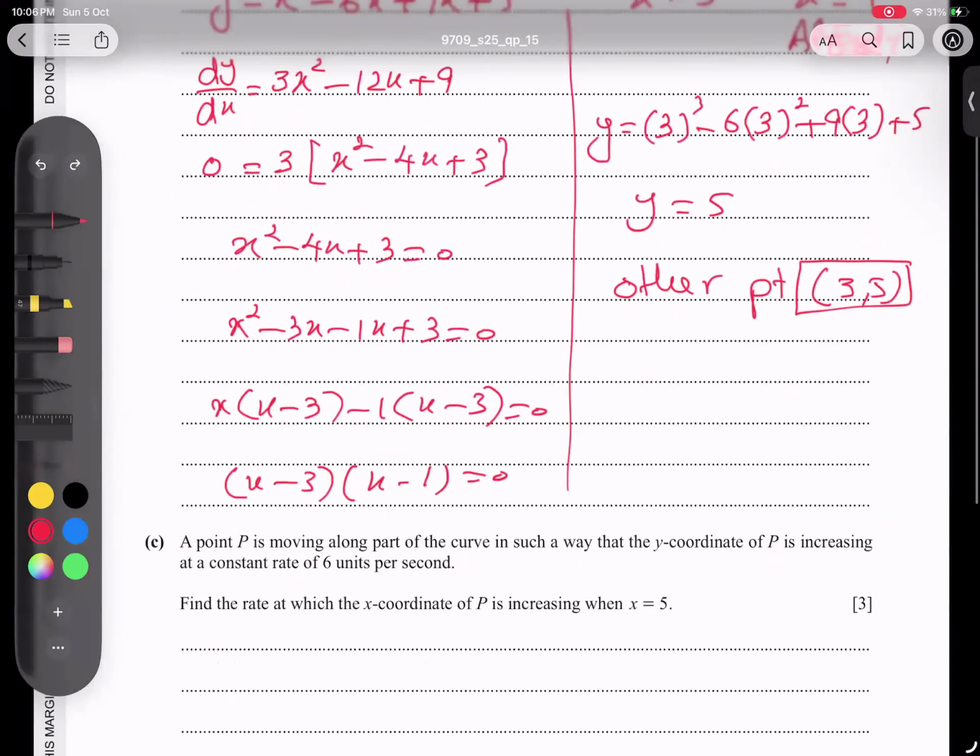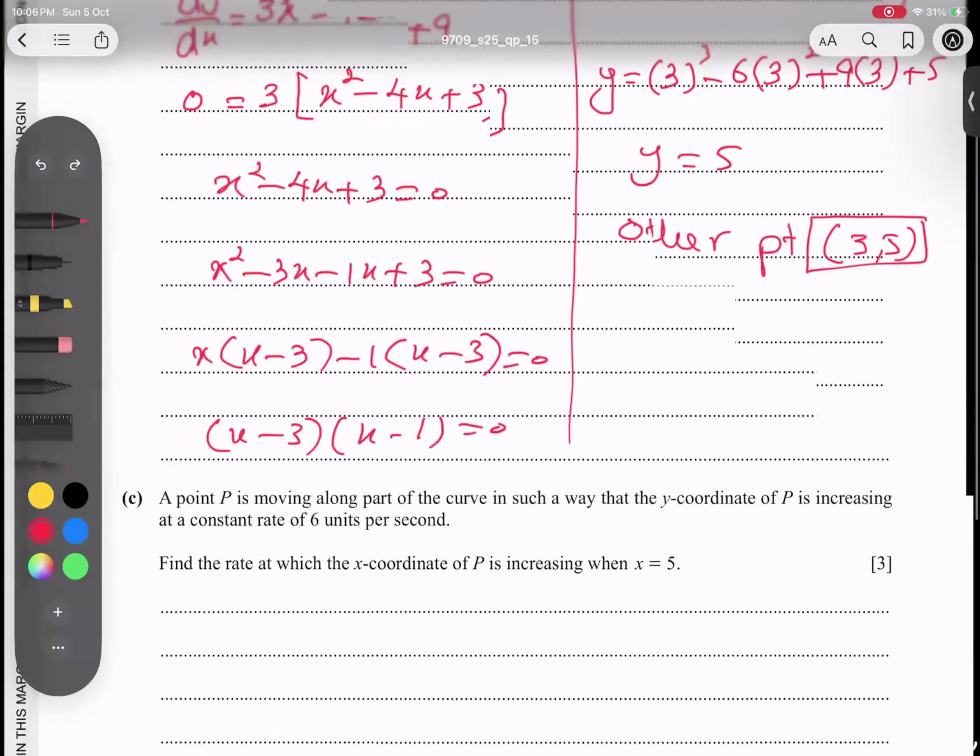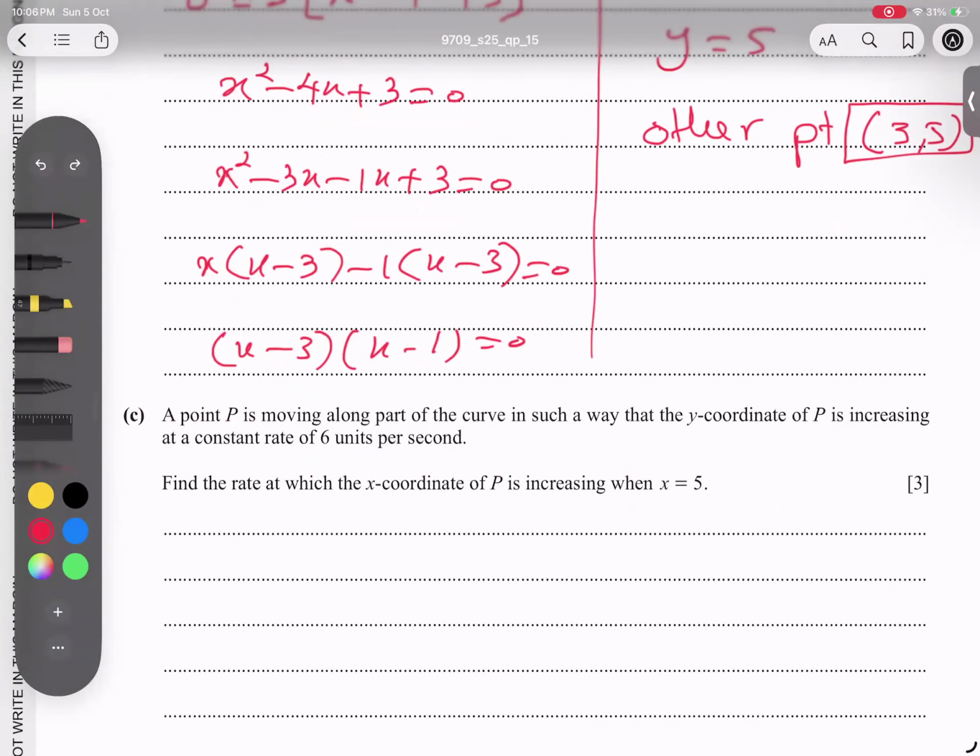Basically, students, I just tell one thing. Whenever the word rate comes, the rate at which something is changing, or we can say y is increasing at a constant rate, this rate is very important. This is called dy over dt, and that is equal to 6 units per second. He's asking related to x increasing. So my job is to find dx by dt, but when x is equal to 5.